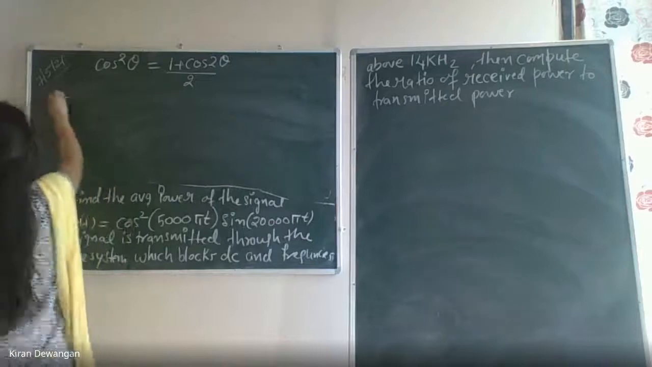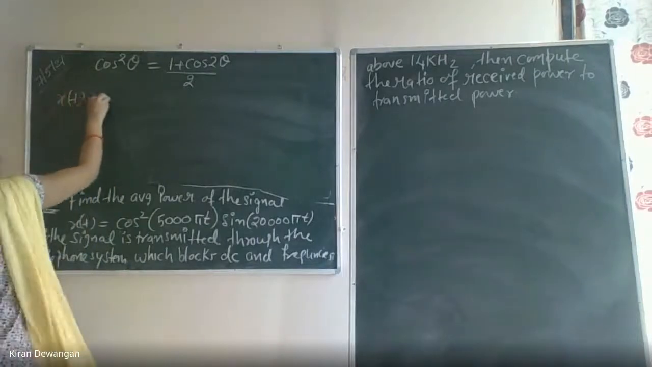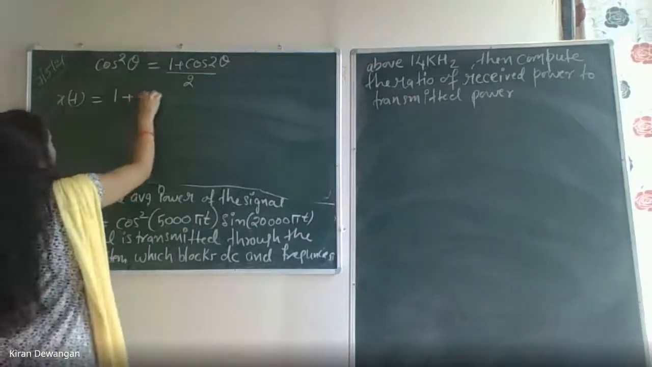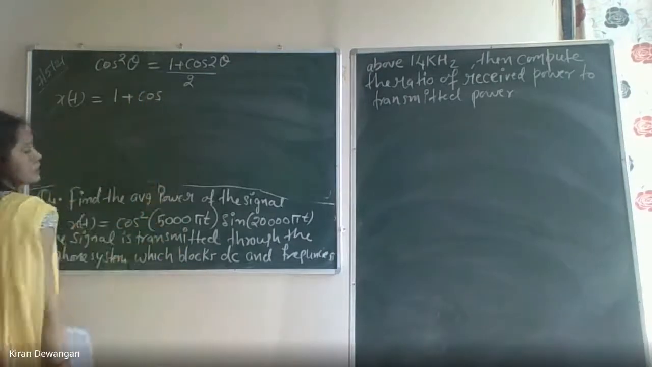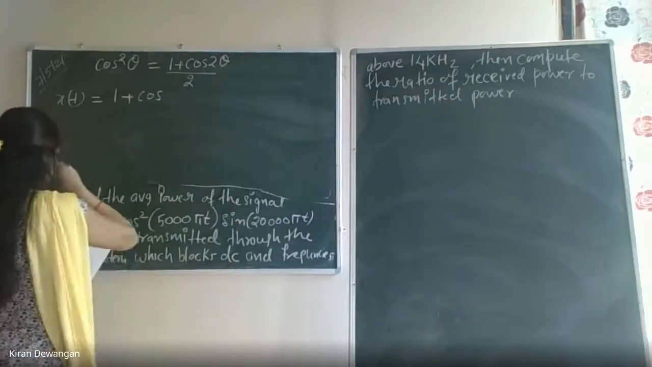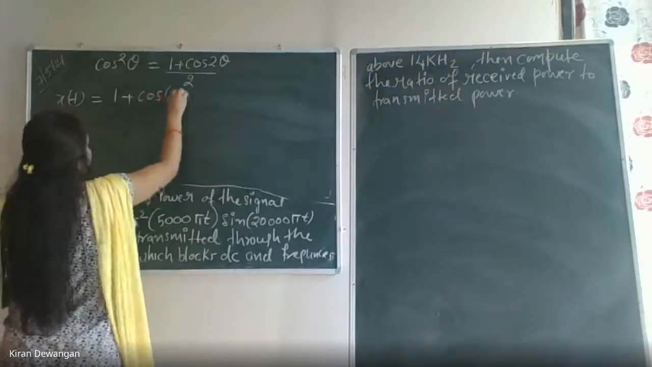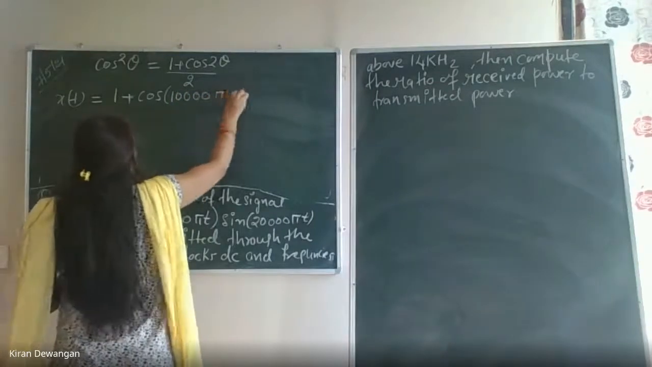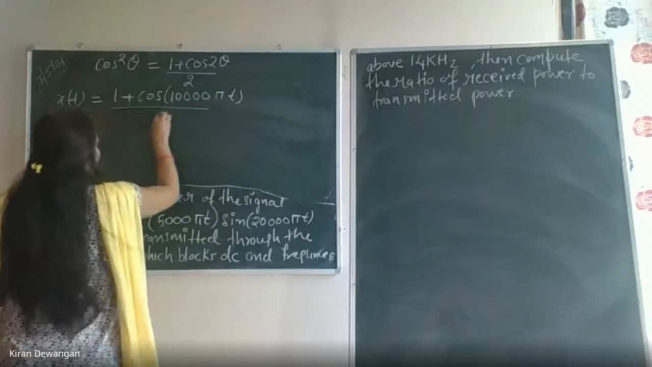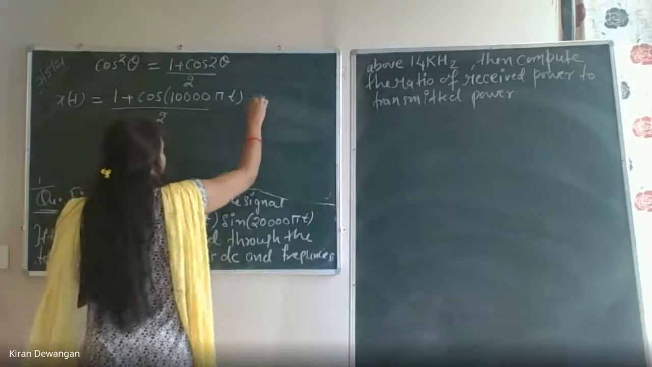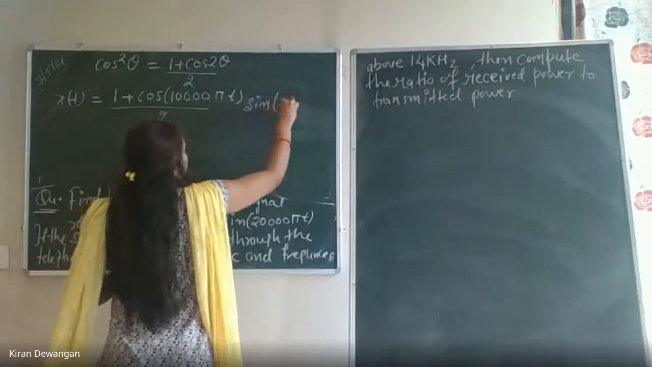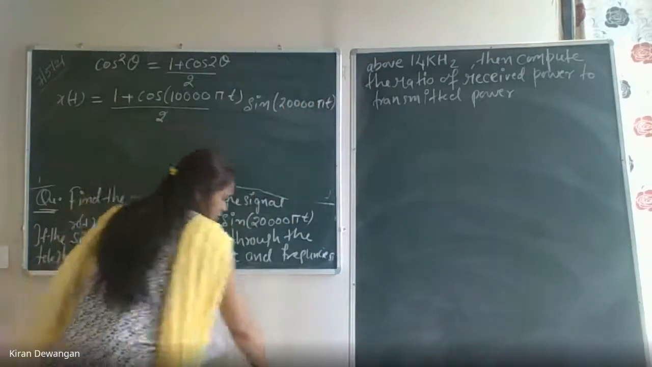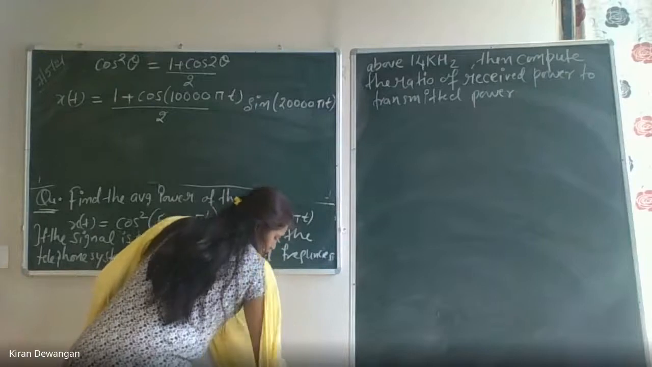Now we can write our xt as 1 plus cos 2 theta by 2, क्या हो जाएगा ये? 1 plus cos 10,000 pi t by 2 into sin 20,000 pi t. So this is going to be our cos term.